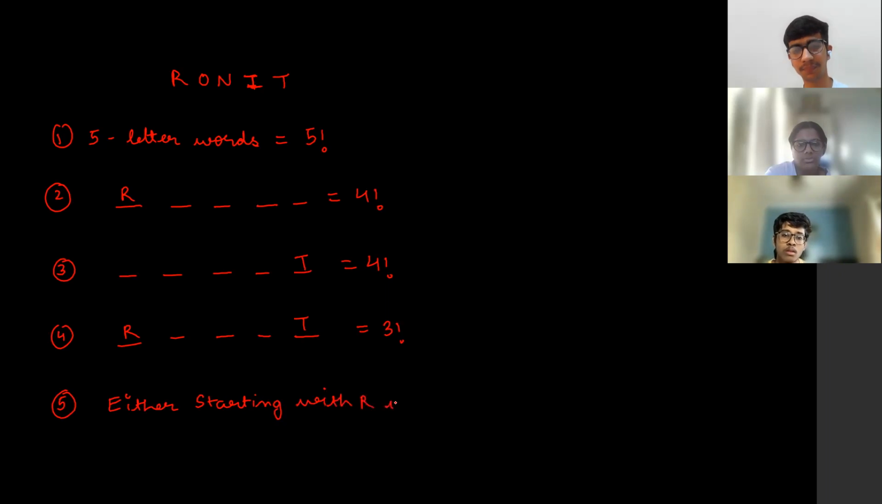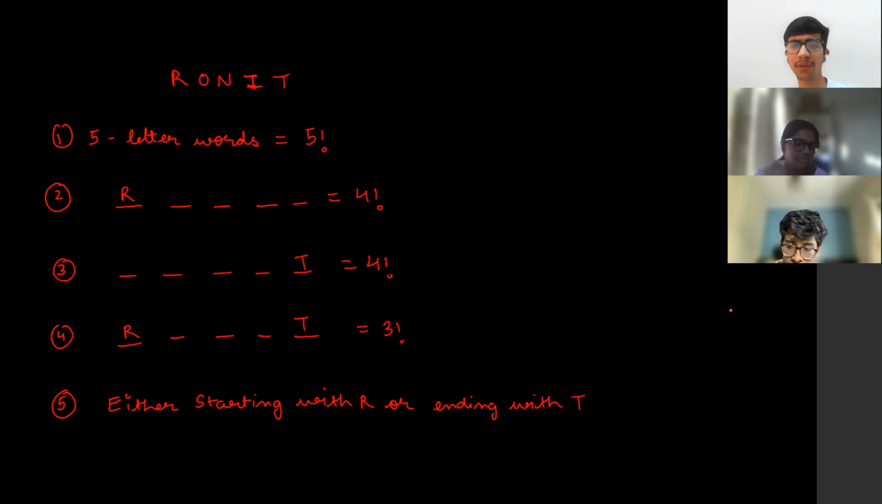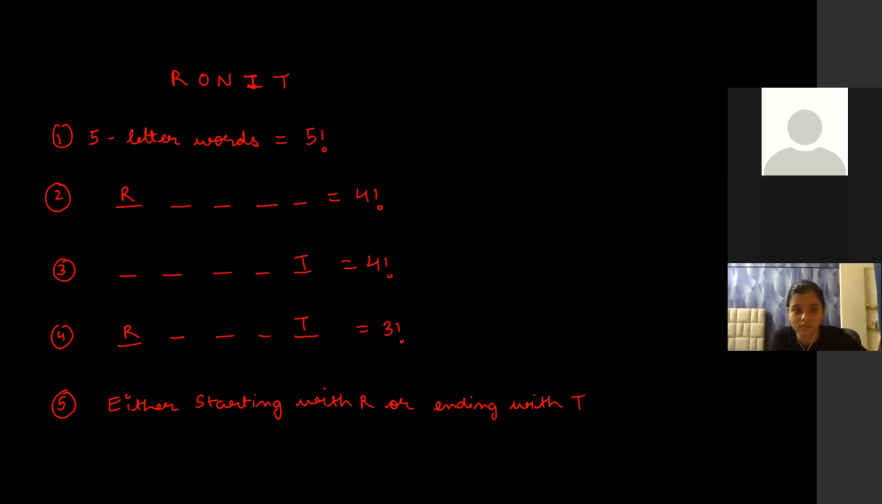Either starting with R or ending with T. 4 factorial plus 4 factorial. Incorrect. -3 factorial. बताता हूँ क्यों -3 factorial. अच्छा पहले मुझे बताओ 4th तक सबको क्लियर है ना, जो भी आंसर्स आए 5 factorial, 4 factorial, 4 factorial, 3 factorial. ठीक है.